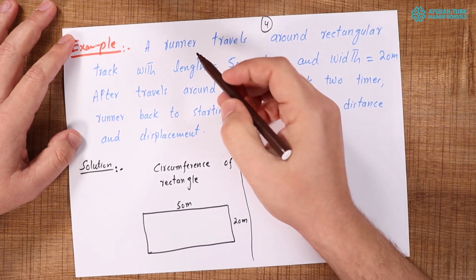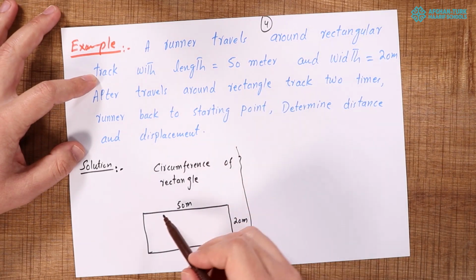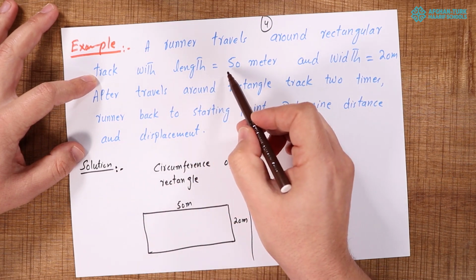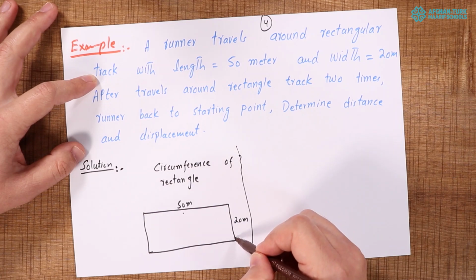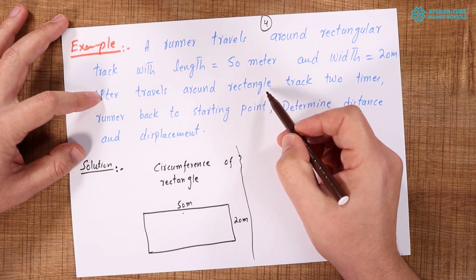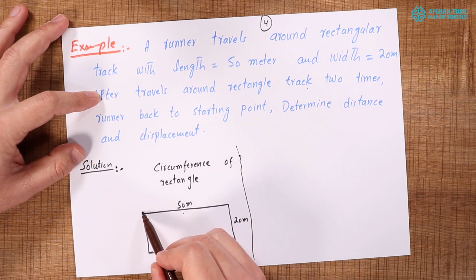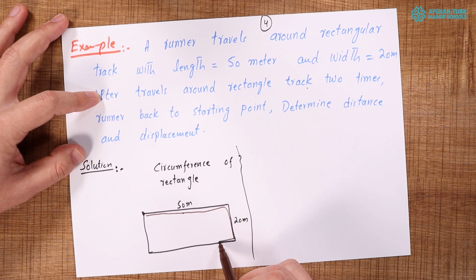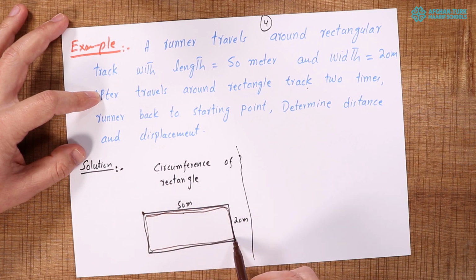Here, a runner travels around a rectangular track. Like this is the rectangular track. The length of this rectangle is 50 meters and the width is 20 meters. After traveling around the rectangular track 2 times, this is the starting point. They start the motion from here, this is one track, and again he goes and stops here. This is the second track.